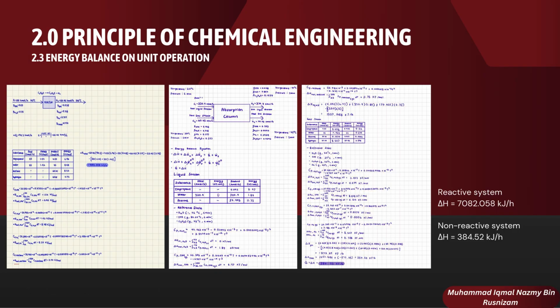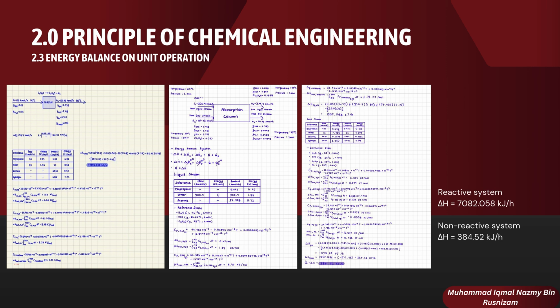Energy balance for reactive system at reactor RX1, we can make a few assumptions. First, constant pressure at 1 atm throughout the reactor. Second, negligible kinetic and potential energy changes. And lastly, single reaction occurs and no side effect. We can take a reference state at 25 degrees Celsius, 1 atm.